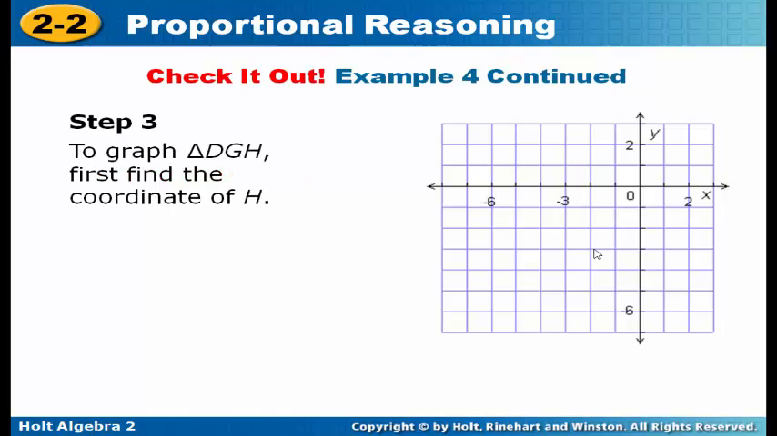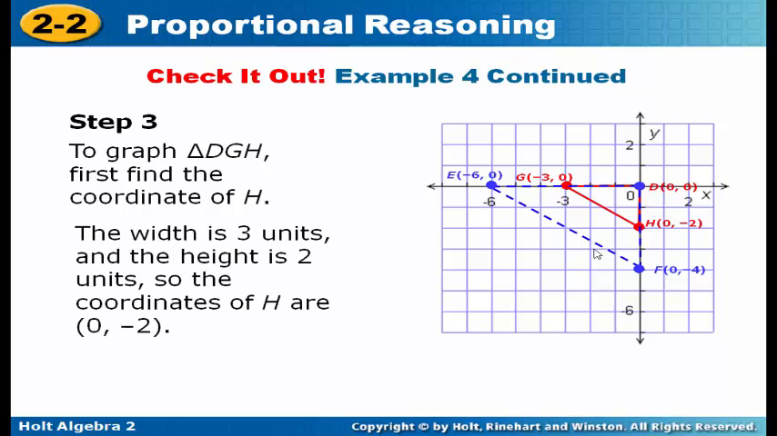Now, first graph the triangle DGH. The width is 3 units and the height is 2. So the point H is (0, -2).